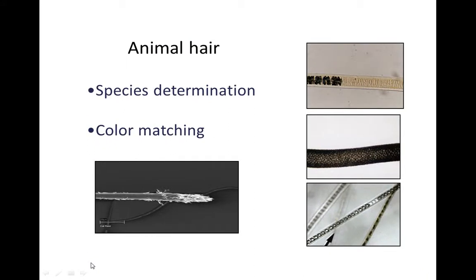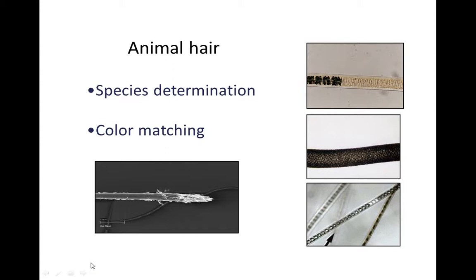For animal hair, the information received from an examination is a general species determination. So if we're looking at animal hair, we would be determining, is that animal hair dog hair, or is it cat hair, or is it human hair?